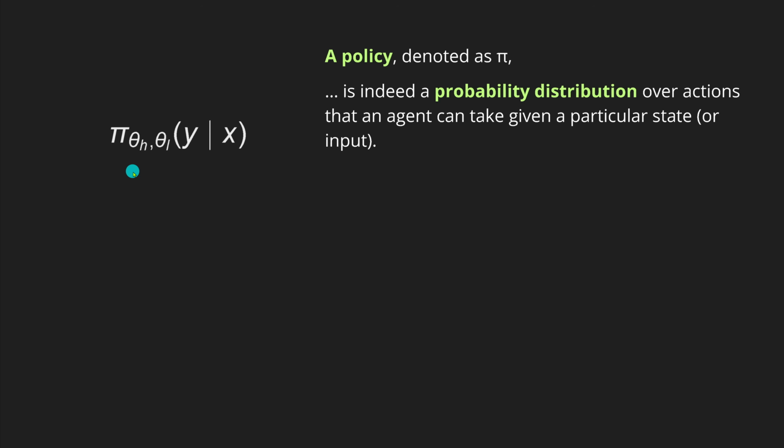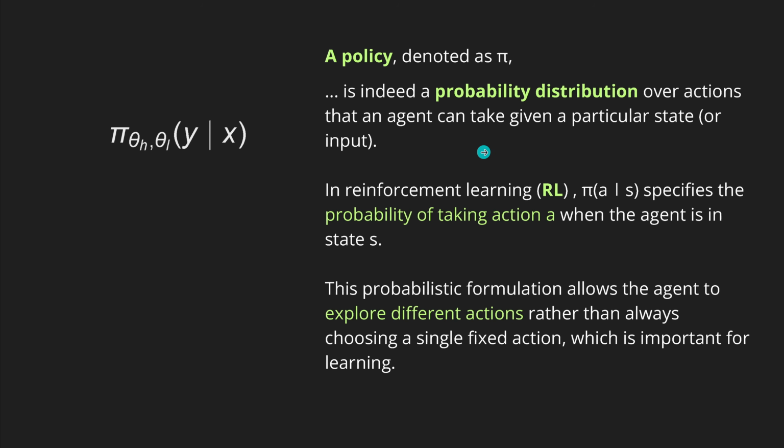So what is this policy? This policy, as we denote in AI as pi, is indeed a probability distribution over actions that an agent can take given a particular state or a particular input x. So in reinforcement learning, this pi specifies the probability of taking an action A when the agent is in a particular and well-defined state S. And this probabilistic formulation allows the agent to explore different actions rather than always choosing a single fixed action, which is important for learning.